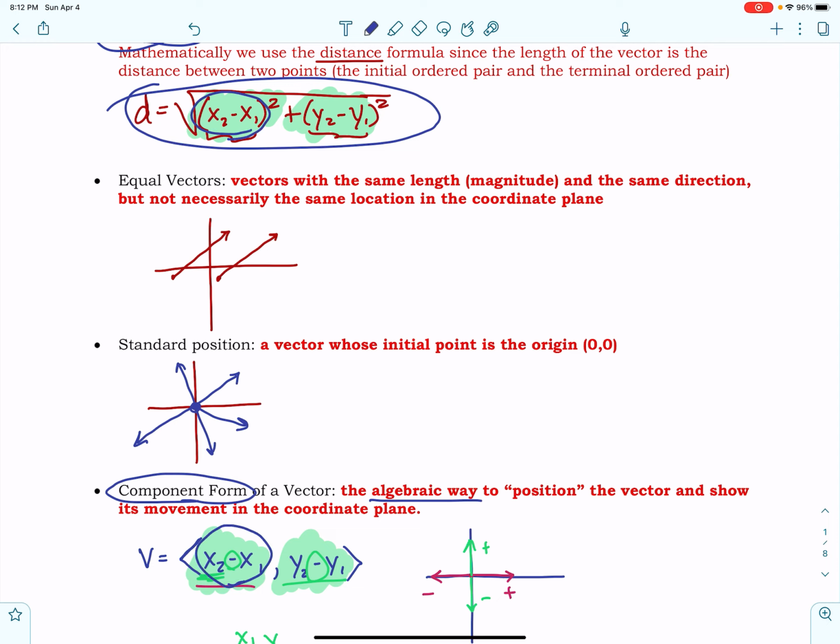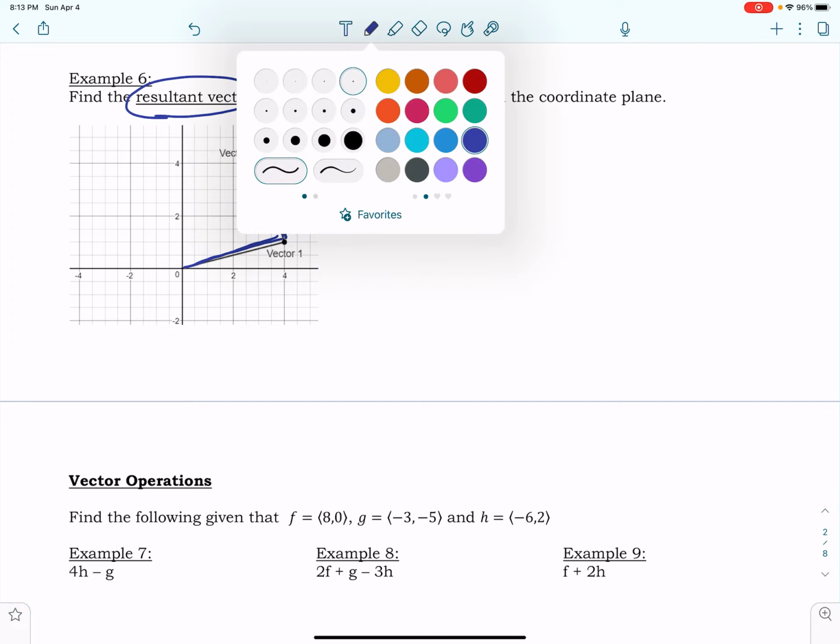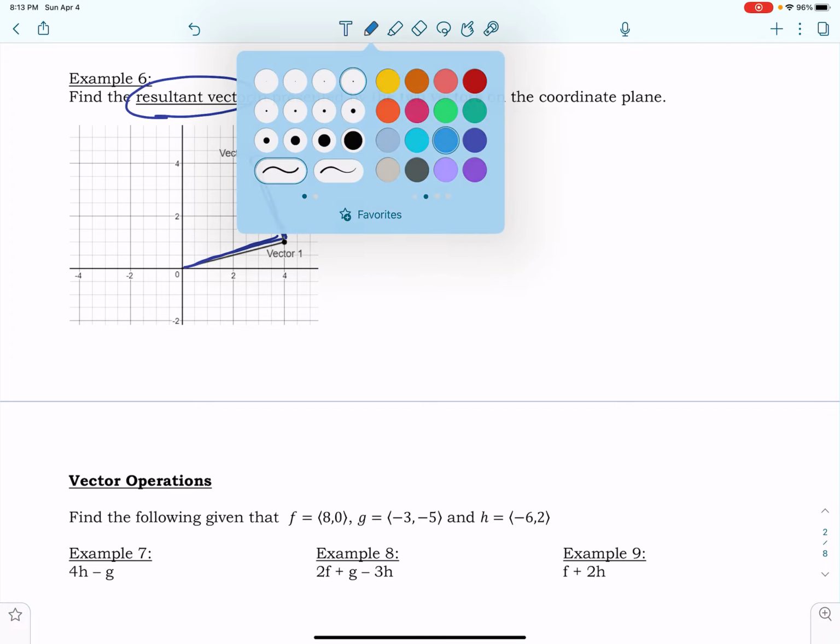Okay, kids, this is a little hard to explain, but just think of it this way. If I've got vector 1 and I've got vector 2, think of this as movement this way and movement this way to get to this end point. So these two vectors together have a resultant vector. And that resultant vector is this right here, because it starts here and it ends here, where the two vectors together start and end. So the resultant vector would be this one right here.